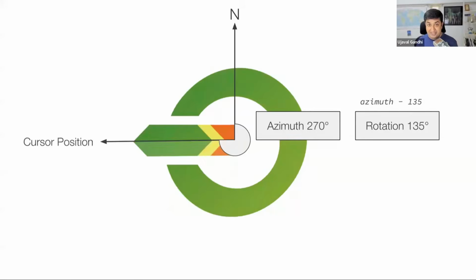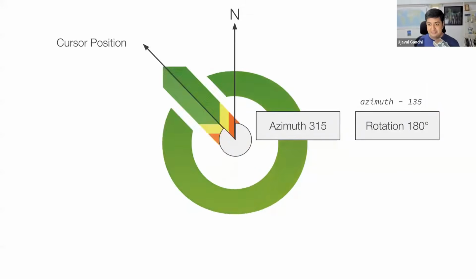We can keep going. If our cursor position moves here, we compute the azimuth and then subtract 135, which will give us the position that we should rotate our QGIS icon to point it to the current cursor position. How do we do this?